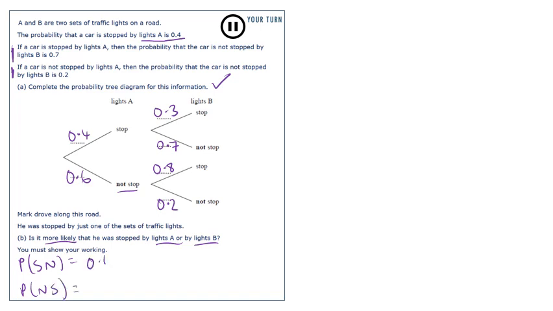So here we have 0.4 times 0.7 and 0.6 times 0.8. So we can see here the probability of being stopped by lights B is higher, so we just need to make that nice and clear.